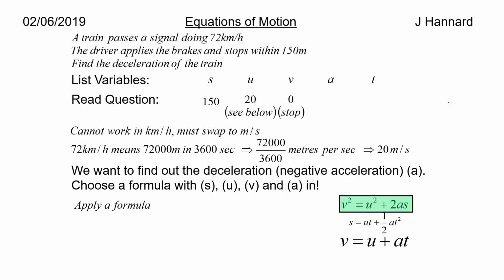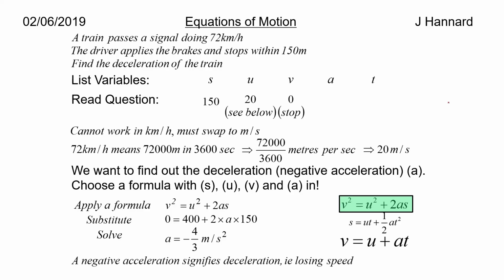So apply the formula, v squared equals u squared plus 2as. Then substitute in your numbers. So you've got 0 equals 400 plus 2 times a times 150. And then rearrange, so you get a equals minus 4 over 3 meters per second squared. It's a deceleration, so it's a negative acceleration. I guess technically the deceleration is 4 over 3 meters per second squared, but it's a negative acceleration. I'm pretty sure you would get the marks either way, as long as you specified what the acceleration was. And that is that.